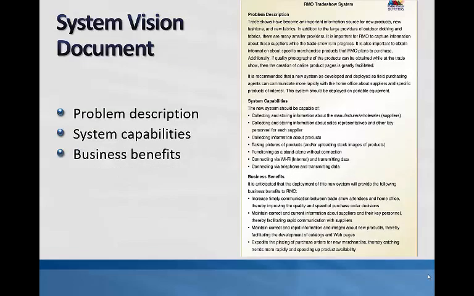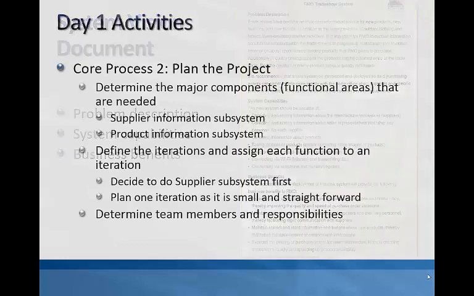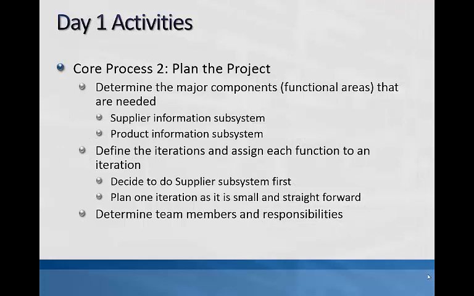Here is an example of a system vision document. It usually includes a short description of the need or the problem, a preliminary list of what the system needs to do, in other words, its capabilities, and a preliminary list of what the anticipated benefits will be. Once the project is approved, then we can start the actual project.